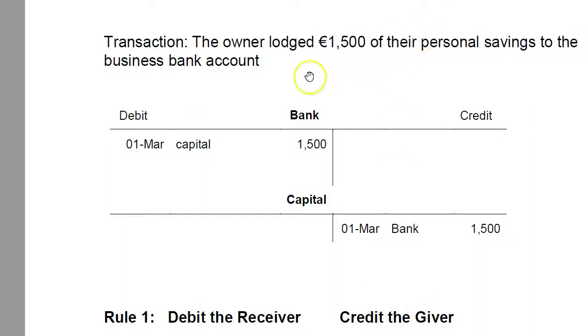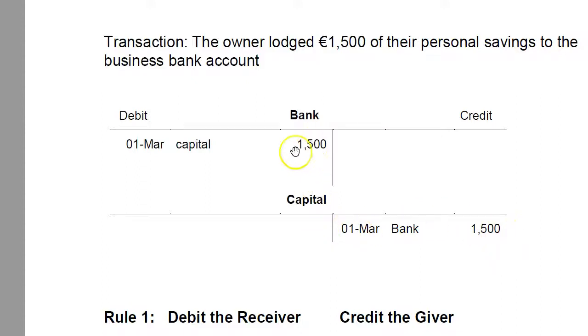So our two accounts are bank and capital, and so we want to put 1,500 in the receiver account on the left-hand side or the debit side. So debit the receiver. So bank is receiving money. We put the 1,500 in there and give the date. And the capital account is the giver. The owner is giving capital. So 1,500 on the credit side or the right-hand side, and the date.